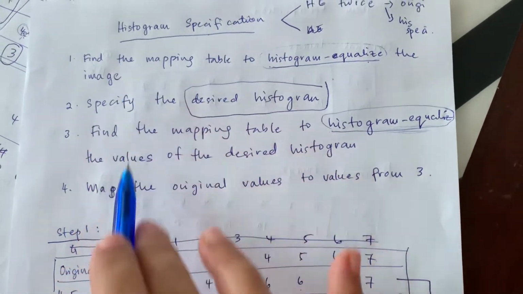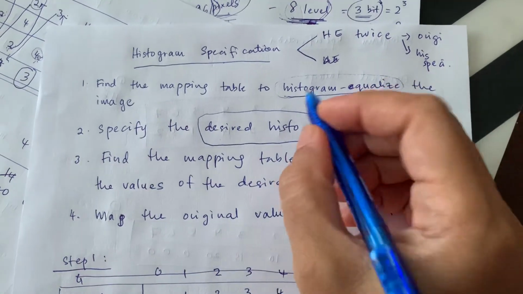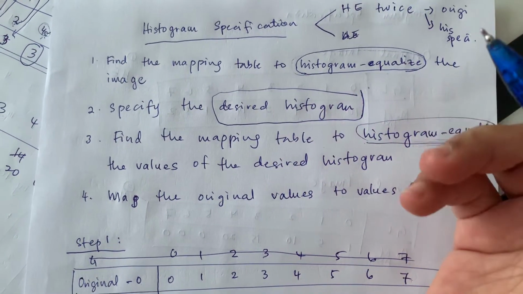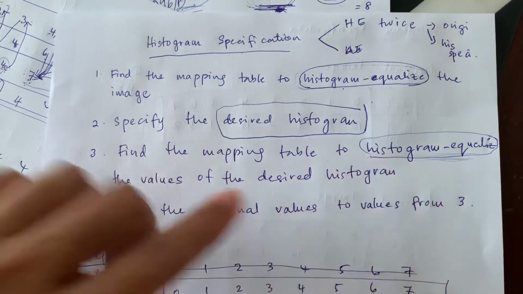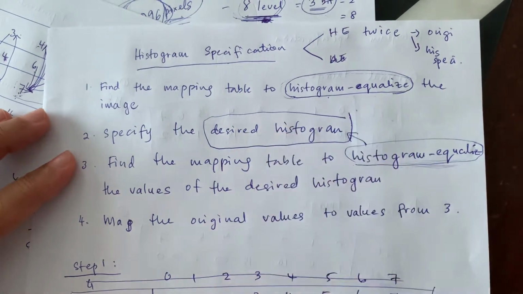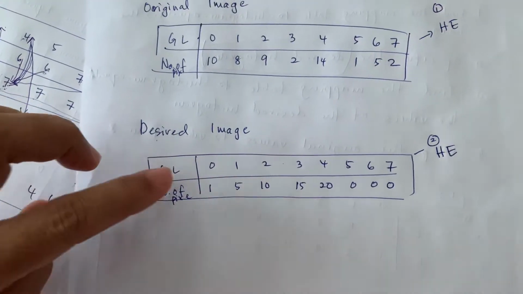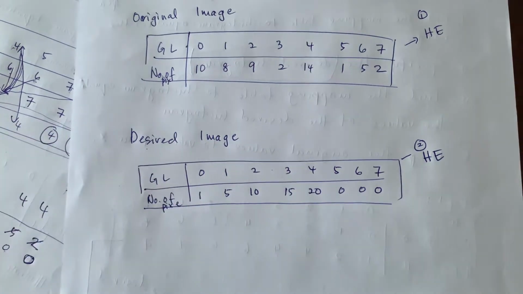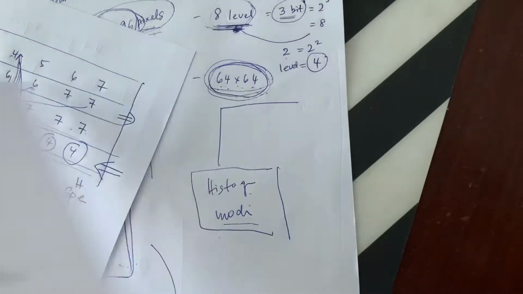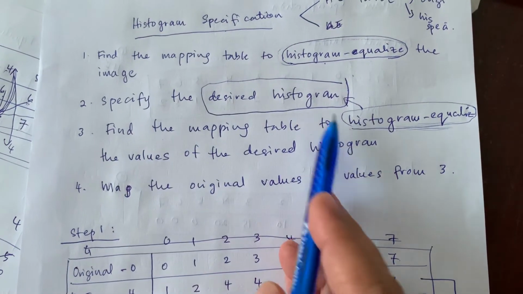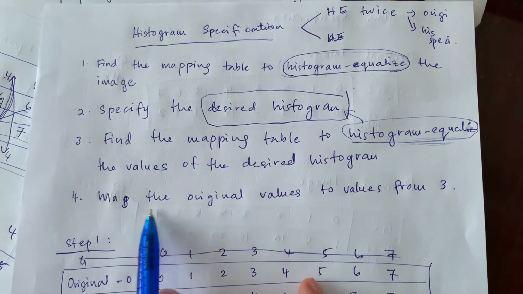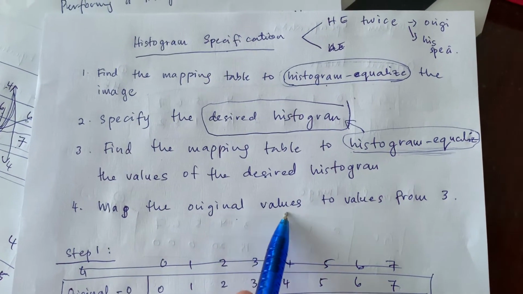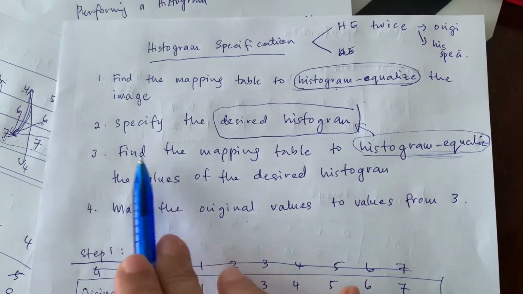So find the mapping table. This is the step of the histogram specification where you apply the histogram equalization twice. One is to the original image, and the other one is the desired histogram. The desired histogram is the one that you define to be your new histogram. Next you apply the equalization to this desired histogram, and lastly you do the mapping from the original to the output.